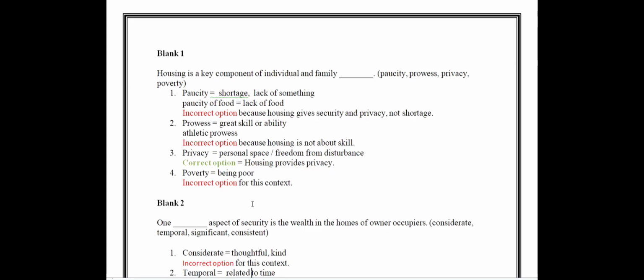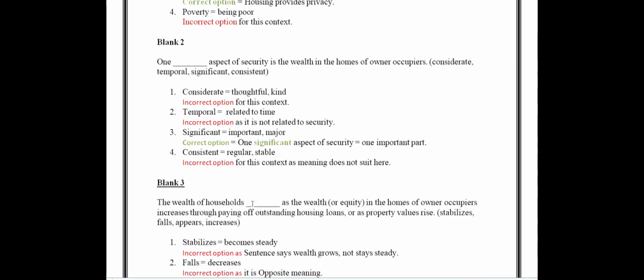Blank 2. One dash aspect of security is the wealth in the houses of owner occupiers. Considerate, temporal, significant, or consistent. Just now we have studied focus on the grammar, understand the adjective, where we have learnt the word significant. Here also it's the same. One, adjective, aspect. Aspect is a noun. So what adjective will be fitting here properly?